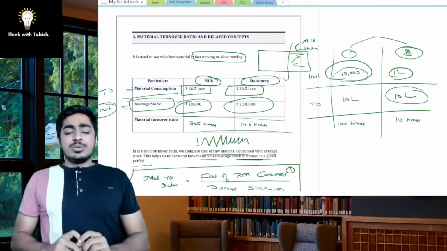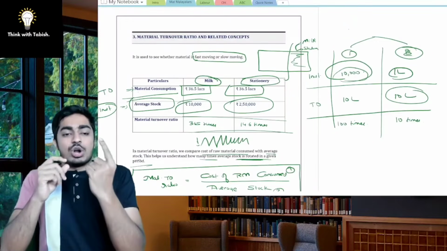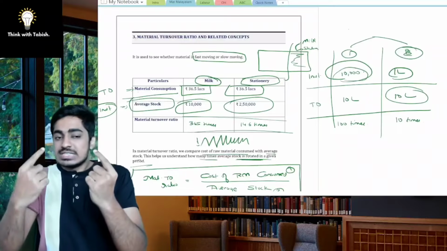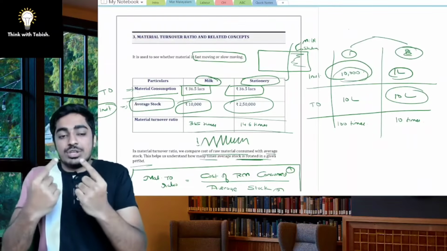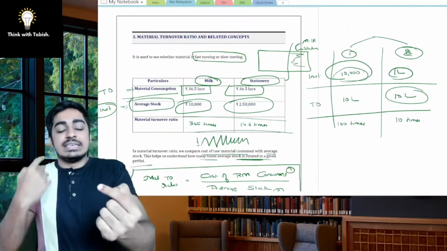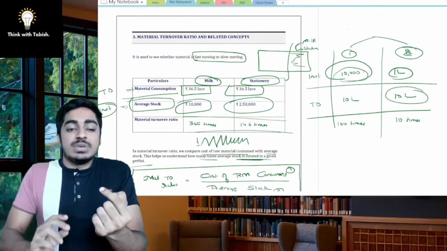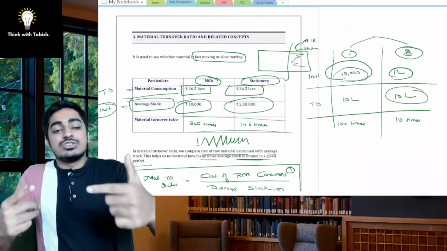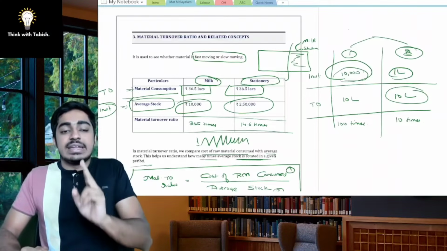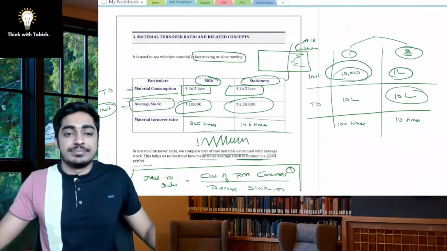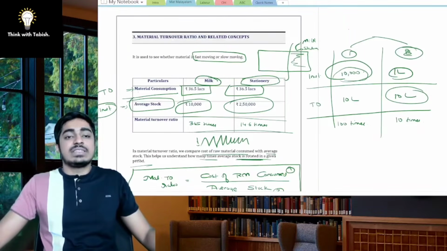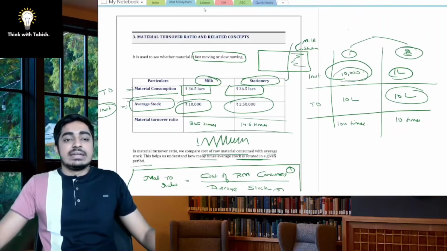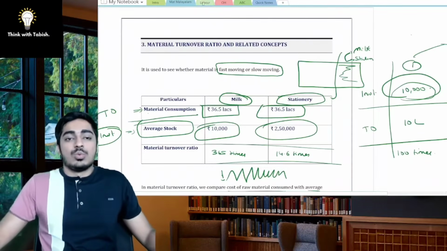One important thing to be kept in mind is what is the usage rate and what is the lead time. Both data should be uniform. If usage rate is in days, yes, then the lead time should also be in days. If one is in weeks, the other should also be in weeks to ensure the data is uniform. Clear? Yes. We have the third concept, material turnover ratio.